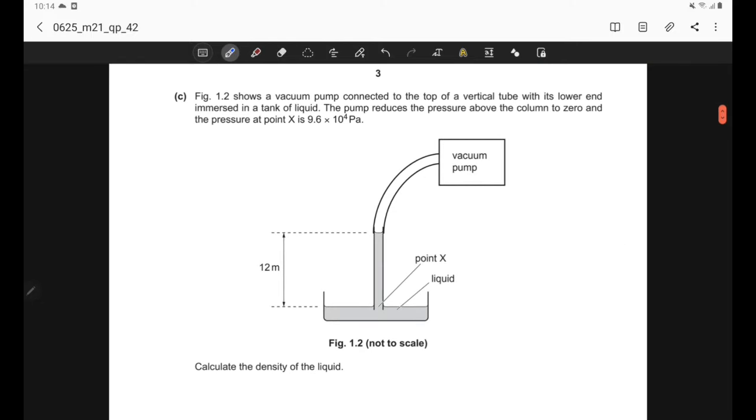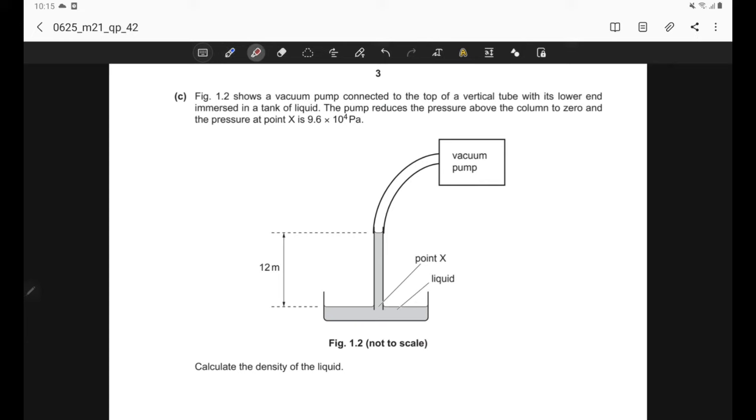Part C. Figure 1.2 shows a vacuum pump connected to the top of a vertical tube with its lower end immersed in a tank of liquid. The pump reduces the pressure above the column to 0, and the pressure at the point X is 9.6 into 10 to the power 4 Pascal.